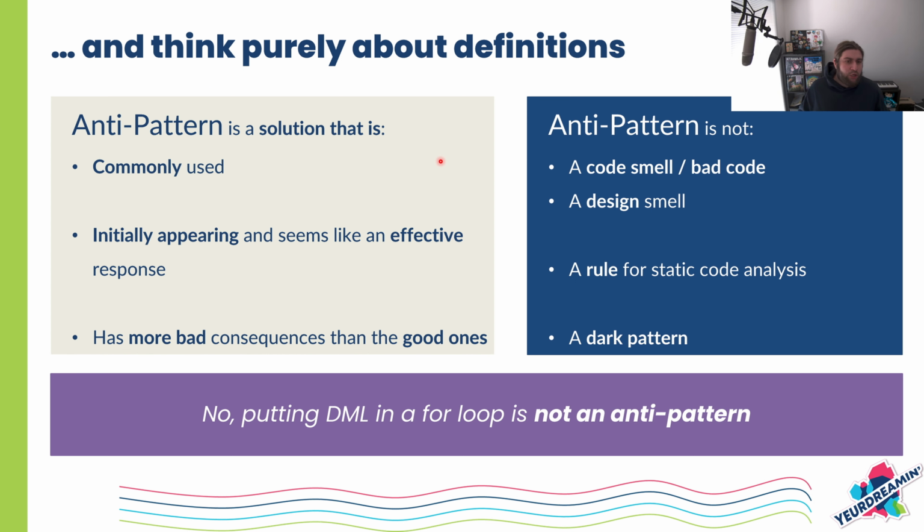An anti-pattern is something you cannot really count out. You cannot really say, well, our business is using 84% of anti-patterns with whatever static rule code analysis. It's not entirely that. And it's definitely not the dark pattern, which is a different thing. It's from the user experience. So just by a textbook definition, and we can definitely tell this, DML in a for loop is not an anti-pattern. I cannot really tell you if it's commonly used.